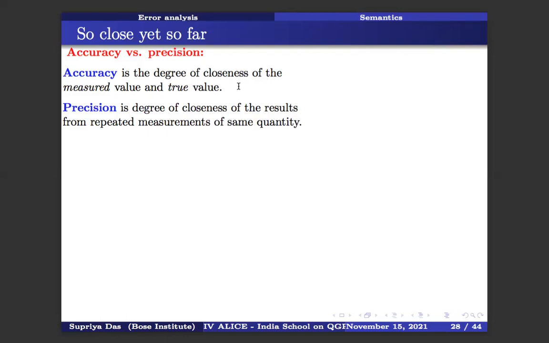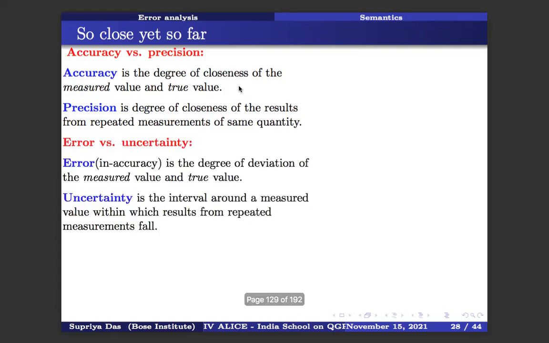so let's come back to this. We are discussing the difference between accuracy and precision. Accuracy is the degree of closeness of the measured value to the true value. However, precision is the degree of closeness of the results from repeated measurements of the same quantity. What does it mean? It means that if you measure the same quantity many times, then you get different values. But how these different values are distributed in space, I mean, how close they are to each other. This is what precision is.